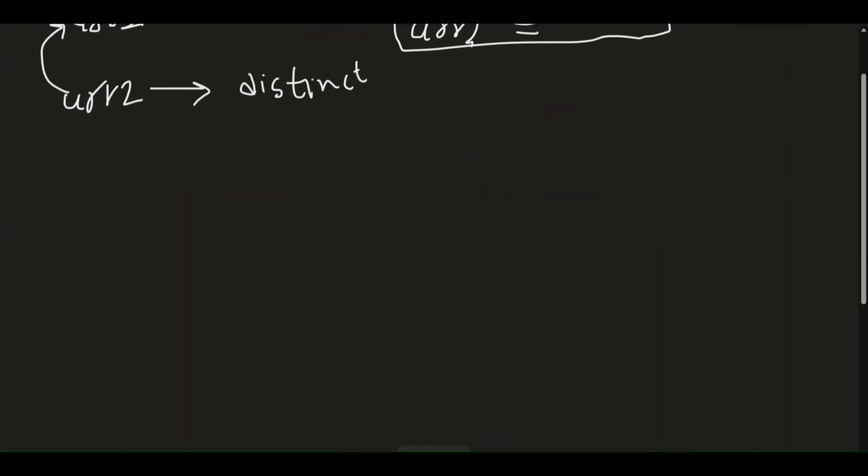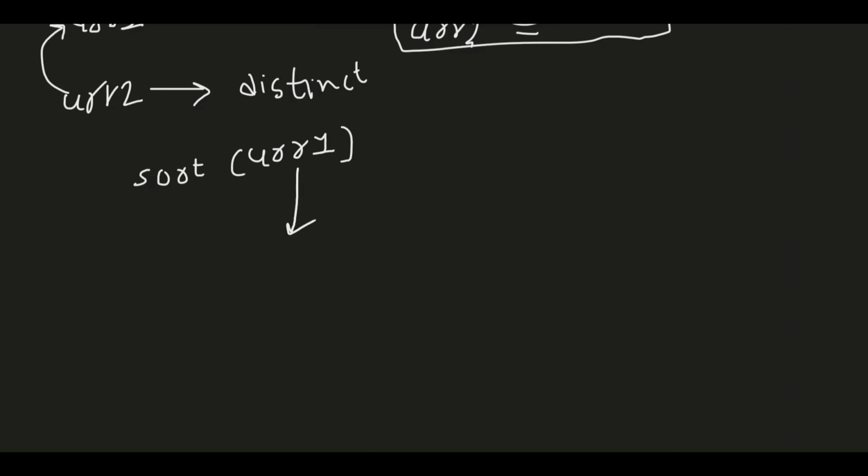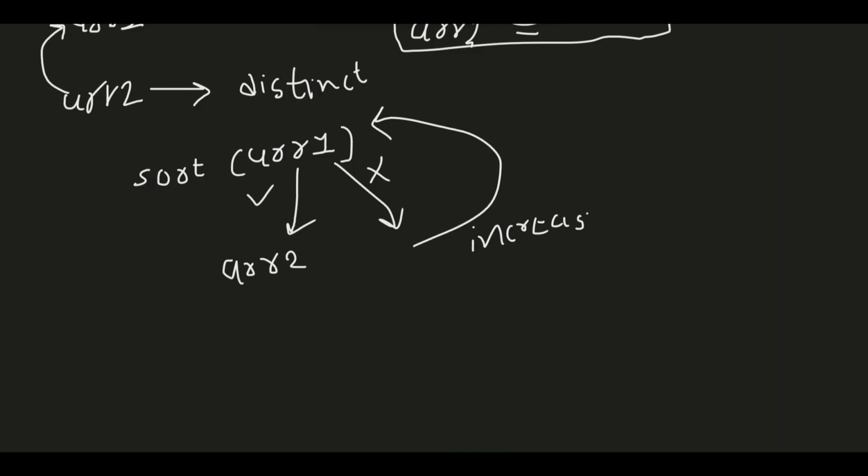So our task is to sort arr1 in such a way that every element present in arr1 occurs in the same manner as in arr2. But if the element isn't present in arr2, then what will I do? I will simply append it to the end of arr1 in increasing fashion.